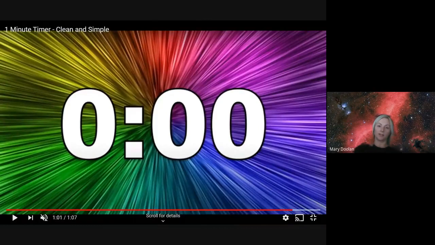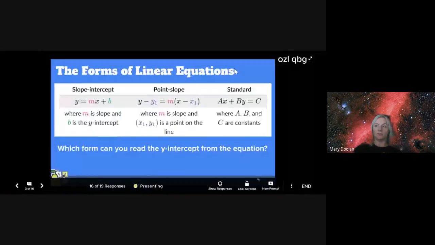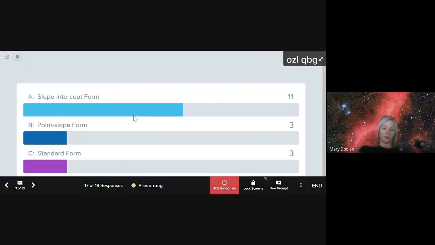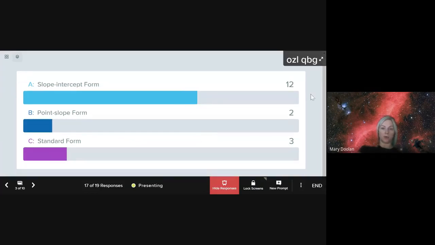All right, so time's up. Let's see, I got 17 of 19 responses. Not bad, guys. Okay, so let's see how we came up with our answers here. Most of you think it's A, slope-intercept form, and then a few of you think it's C, standard form.